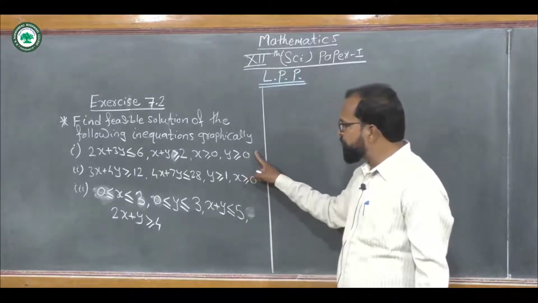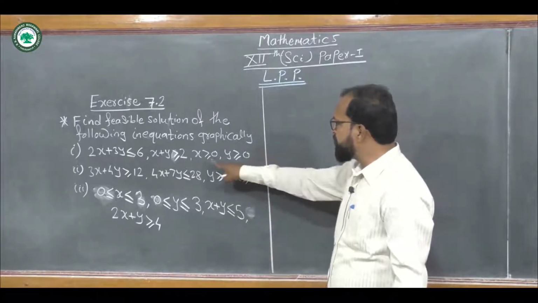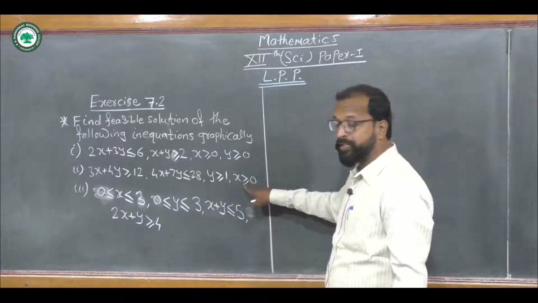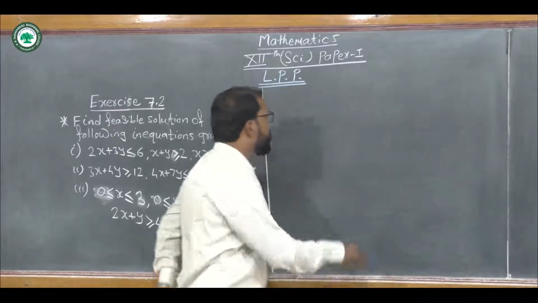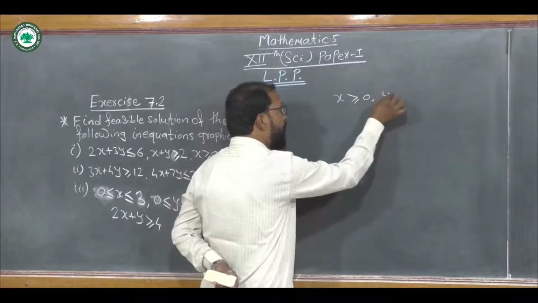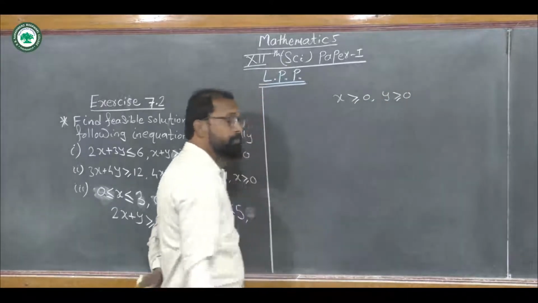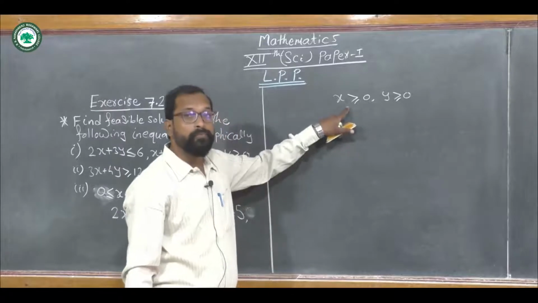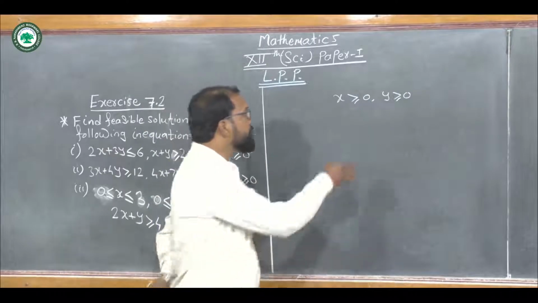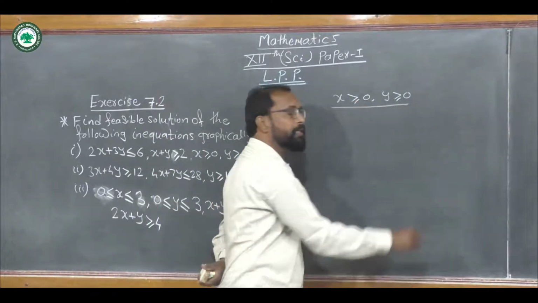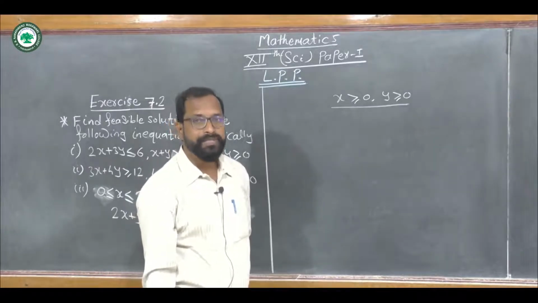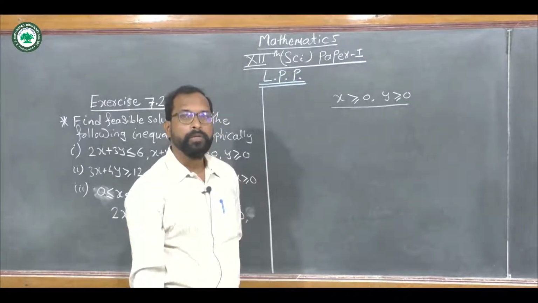Now here first we observe that in all these cases, we have x is greater than or equals to 0, y is greater than or equals to 0. Remember one thing, whenever we are given x is greater than or equals to 0 or y is greater than or equals to 0, it means we consider the first quadrant only. And these two inequalities are also called non-negative constraints or non-negative conditions.